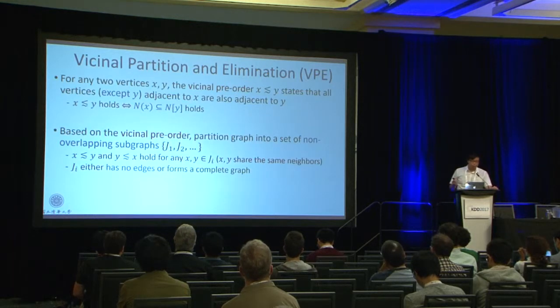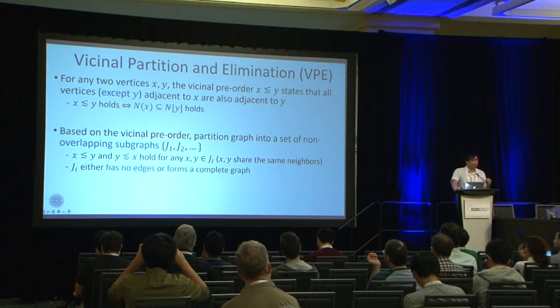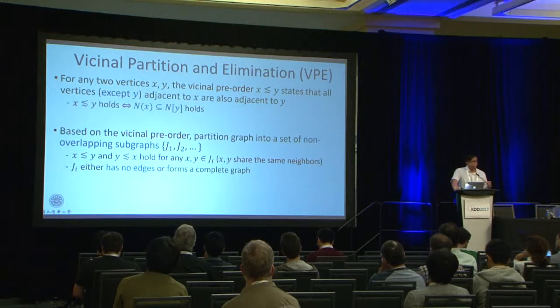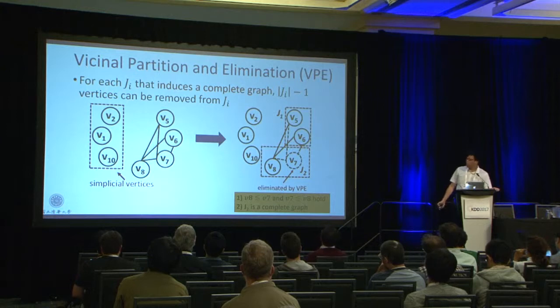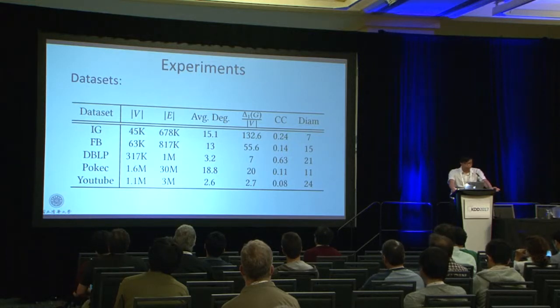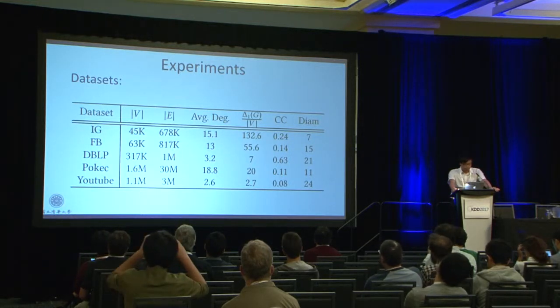For the other pruning strategy, vicinal preorder and elimination, although it works differently, it uses the same idea. Due to time constraints, I cannot go into the details of it, but if you're interested, please refer to our paper. We performed extensive experiments on five different real datasets with vertices ranging from 45,000 to 1.6 million.